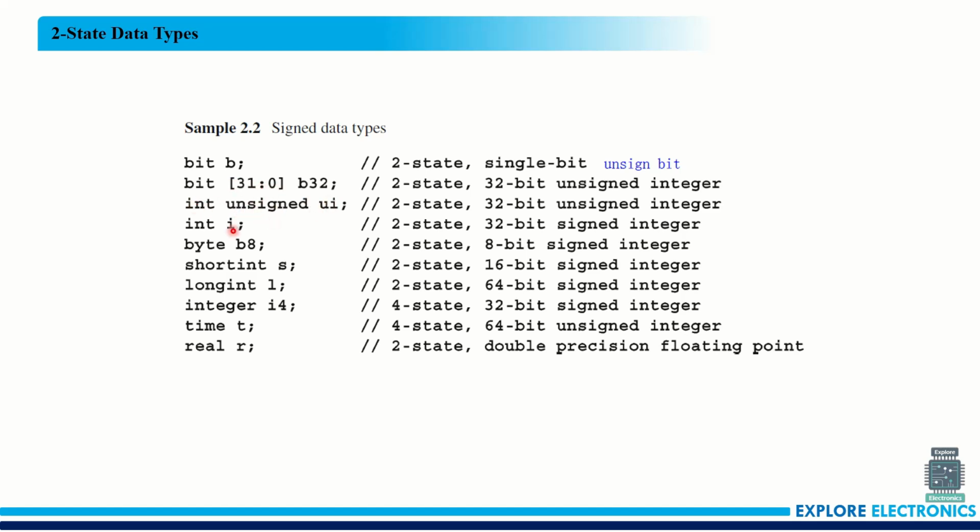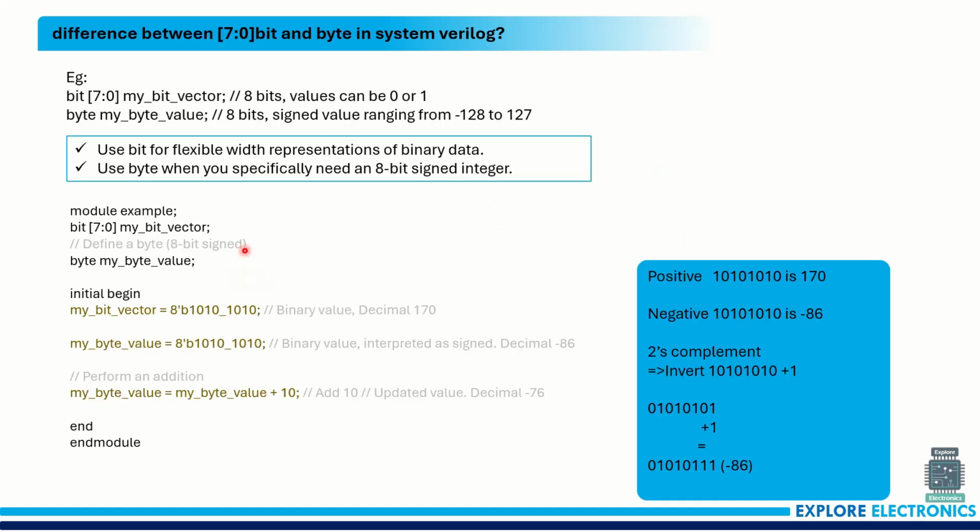And int unsigned UI, int I, byte B8, short int, long int, integer, time and real. And the states with respect to 2-state or 4-state are given over here. And the maximum number of bits they can allocate is also given over here. Then comes the question: what is the difference between bit and byte? Byte by default will take 8-bit signed integer values, and bit will take whatever size we specify here. Suppose we specify bit [7:0] as some variable. Similarly, byte something like B8. What is the difference? That we need to understand.